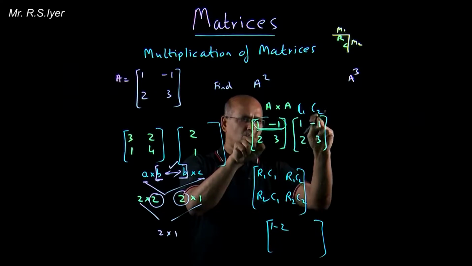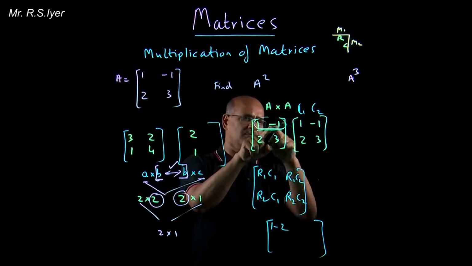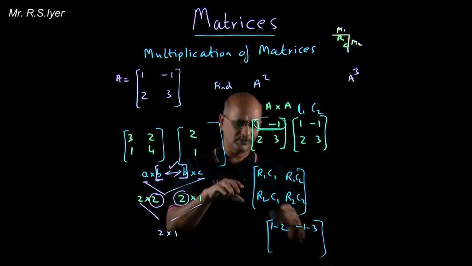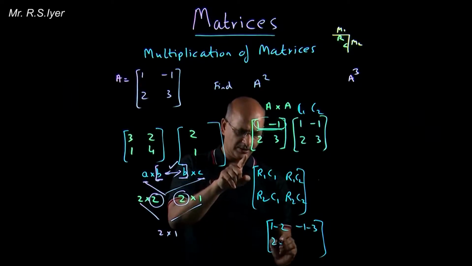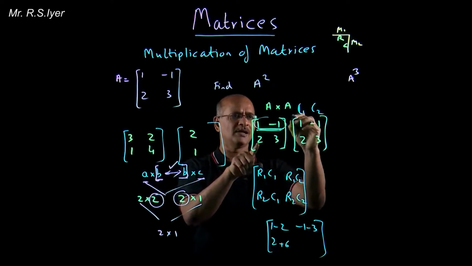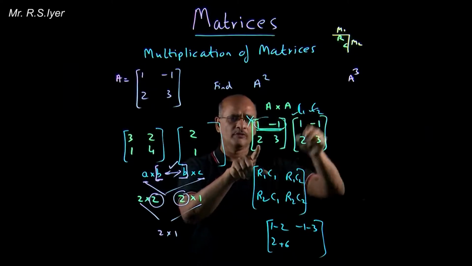Then row 1 into column 2: 1 into minus 1 is minus 1, minus 3. This you already know how to do, but still I am working it out. 2 ones are 2 plus 6. So first row has been multiplied by all the columns. Now forget the first row. Now second row with all the columns.